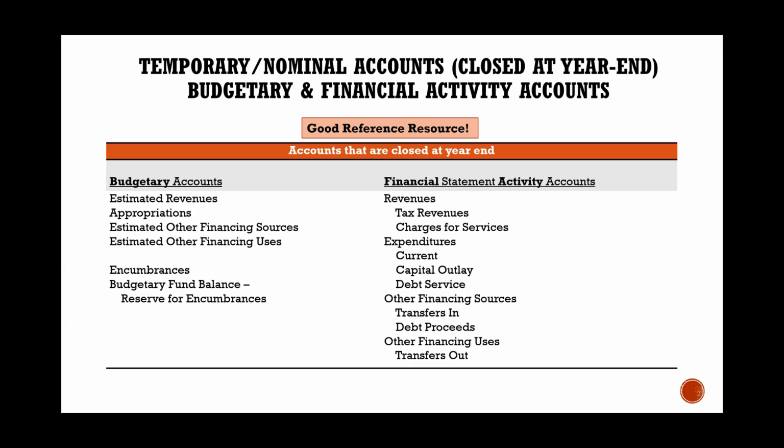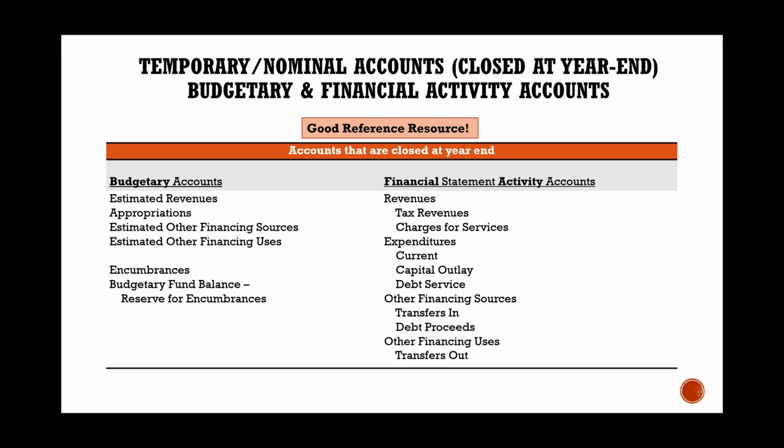So on the left here, you'll see the budgetary accounts. Now these are the new accounts that you're not familiar with, right? We've got estimated revenue, appropriations, estimated other financing sources and uses. So that's other financing coming in, other financing going out. We also have a new account called encumbrances that is very specific to governmental accounting, and we'll talk about that later. Same thing with this budgetary fund balance reserve for encumbrances. It's kind of a complementary account almost for that encumbrances account.